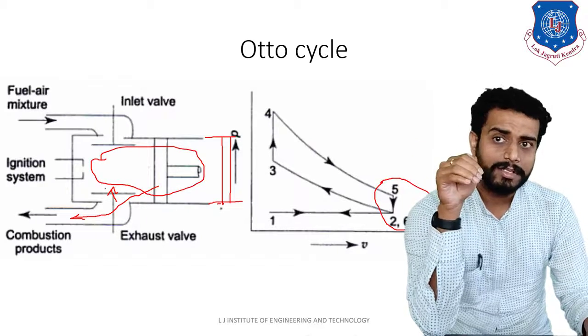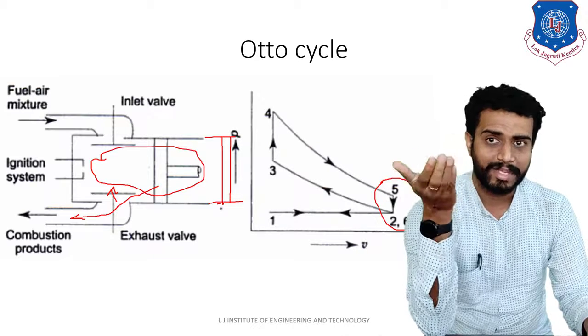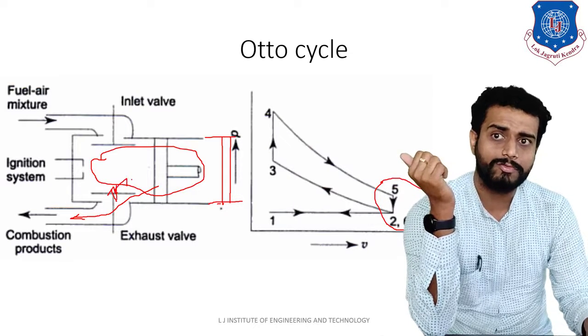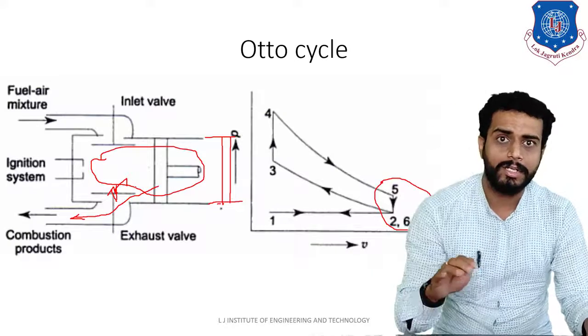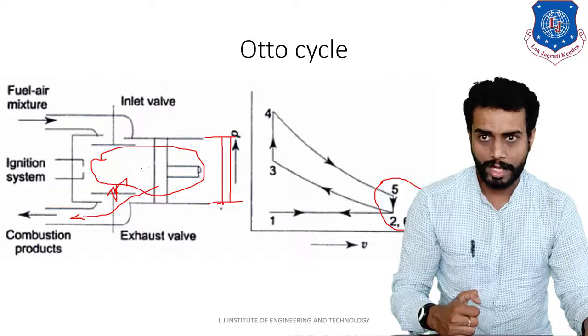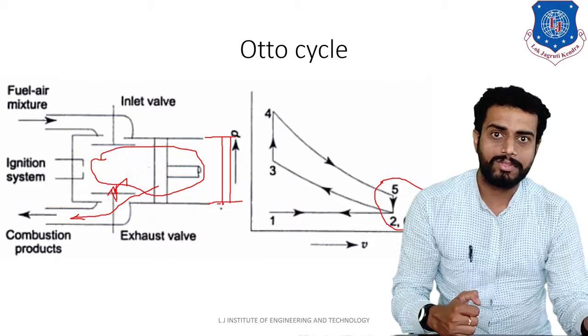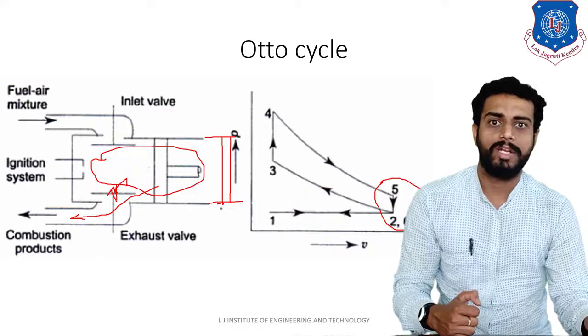See what will happen here in the piston cylinder cavity: the pressure and temperature are very high. As soon as you open the exhaust valve, suddenly the pressure will decrease. That is known as blow down. So during this 5 to 6 process, this blow down will occur.